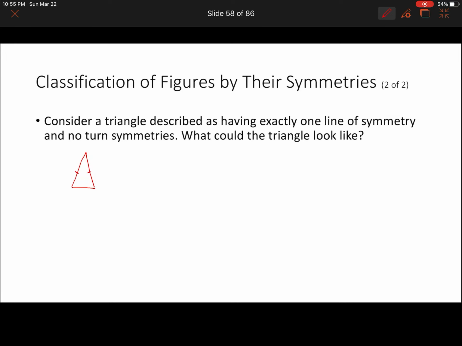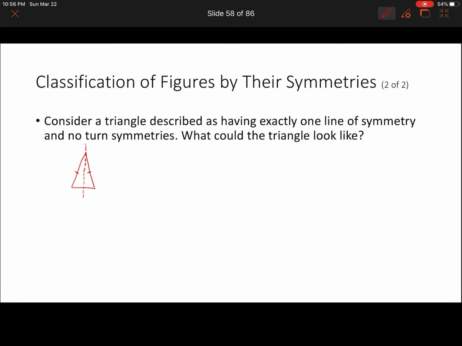Because in an isosceles triangle, you have two sides that are congruent. And if you were to draw, this is not a very good drawing, but if you were to draw your line of symmetry, you could fold that on top of the other, and you would have a symmetric figure.